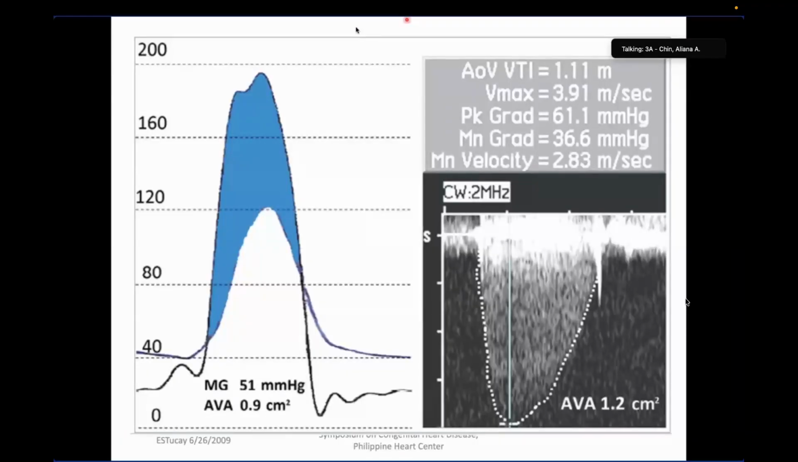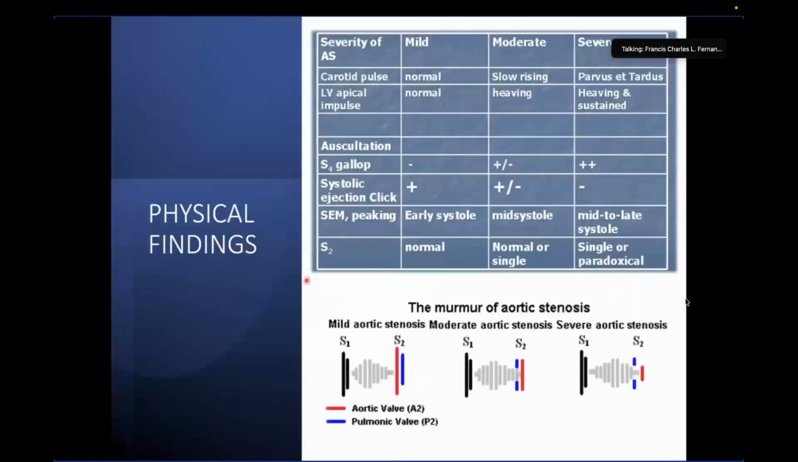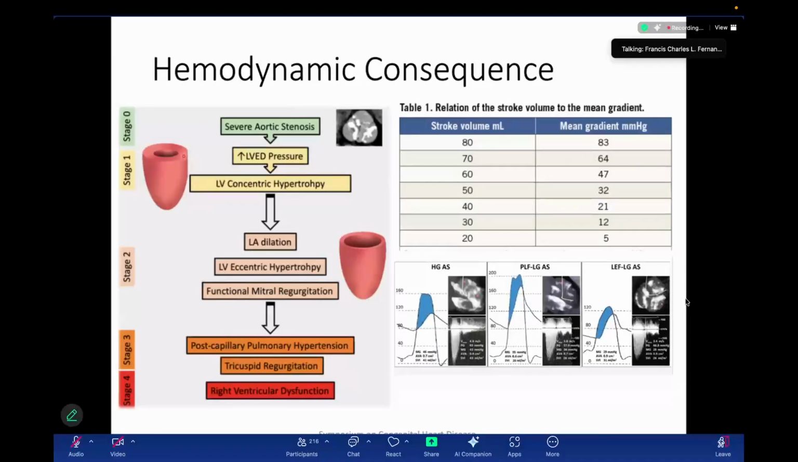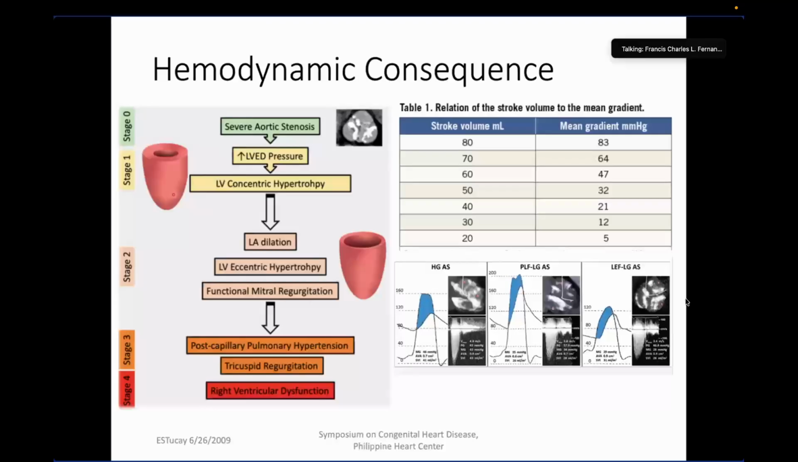Severe. Okay, very good. So severe siya because your mean gradient's more than 40 with a valve area of less than 1 square centimeter. So hirap na yung heart. So what happens? It's hemodynamic consequence. You start at stage 0, your left ventricular end diastolic pressure increases. It concentrically hypertrophies because of pressure buildup.